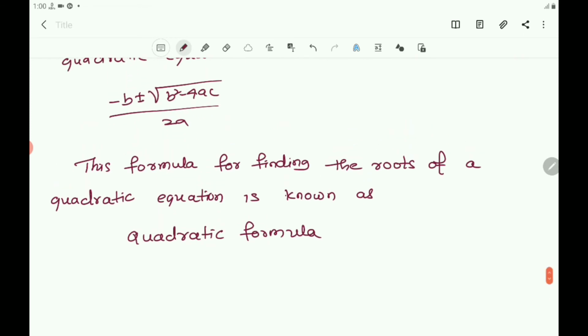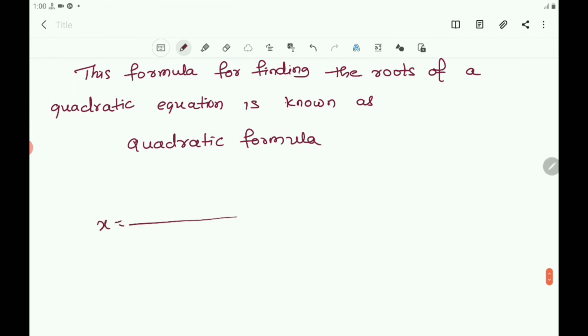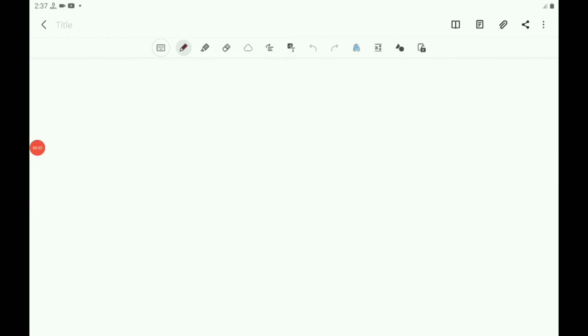So then what is the formula to find the roots of the quadratic equation? That is x = (−b ± √(b² − 4ac)) / 2a. Let us find the solution of the quadratic equation x² − 3x − 10 = 0 by using the quadratic formula. So you write: solve x² − 3x − 10 = 0 by using the quadratic formula.